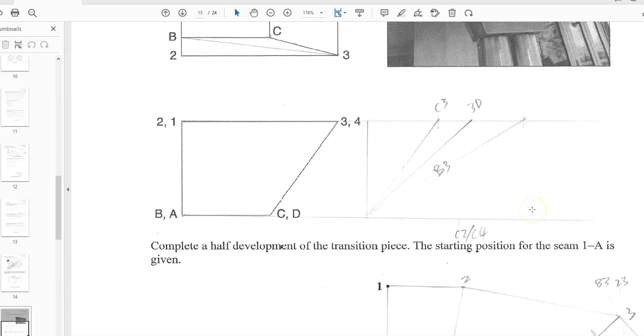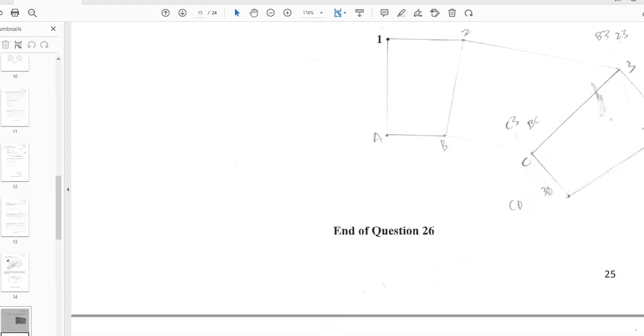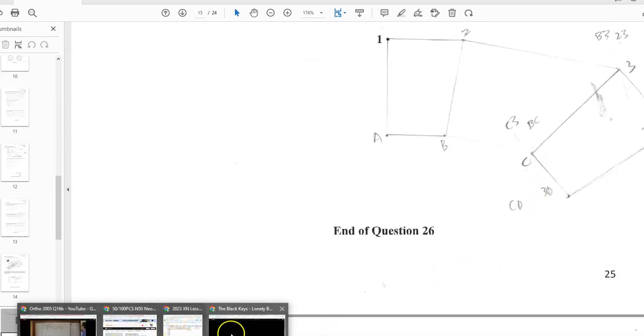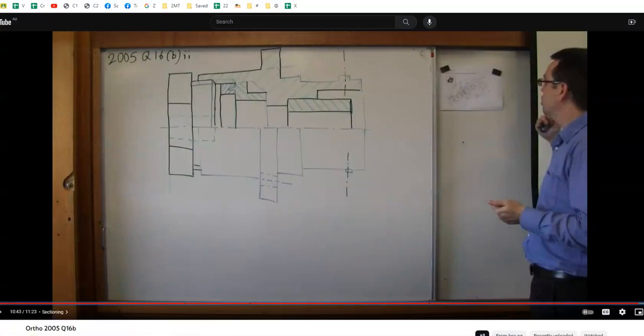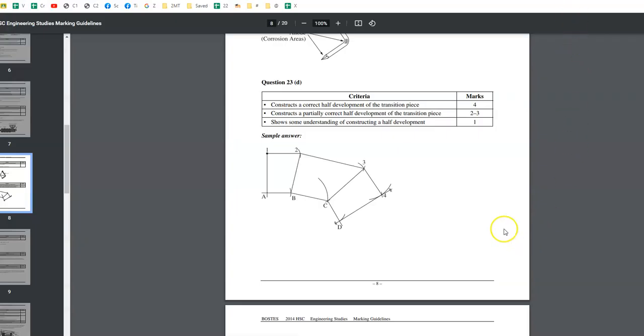Ultimately, what am I looking for? This is a 4-mark HSC question. I have not done the answers for this, I have not done this one before. But what are we looking for? They're saying, show some understanding of how to draw this thing. That gets you 1 mark. Partially correct gets 2 marks. A correct one gets 3 marks.